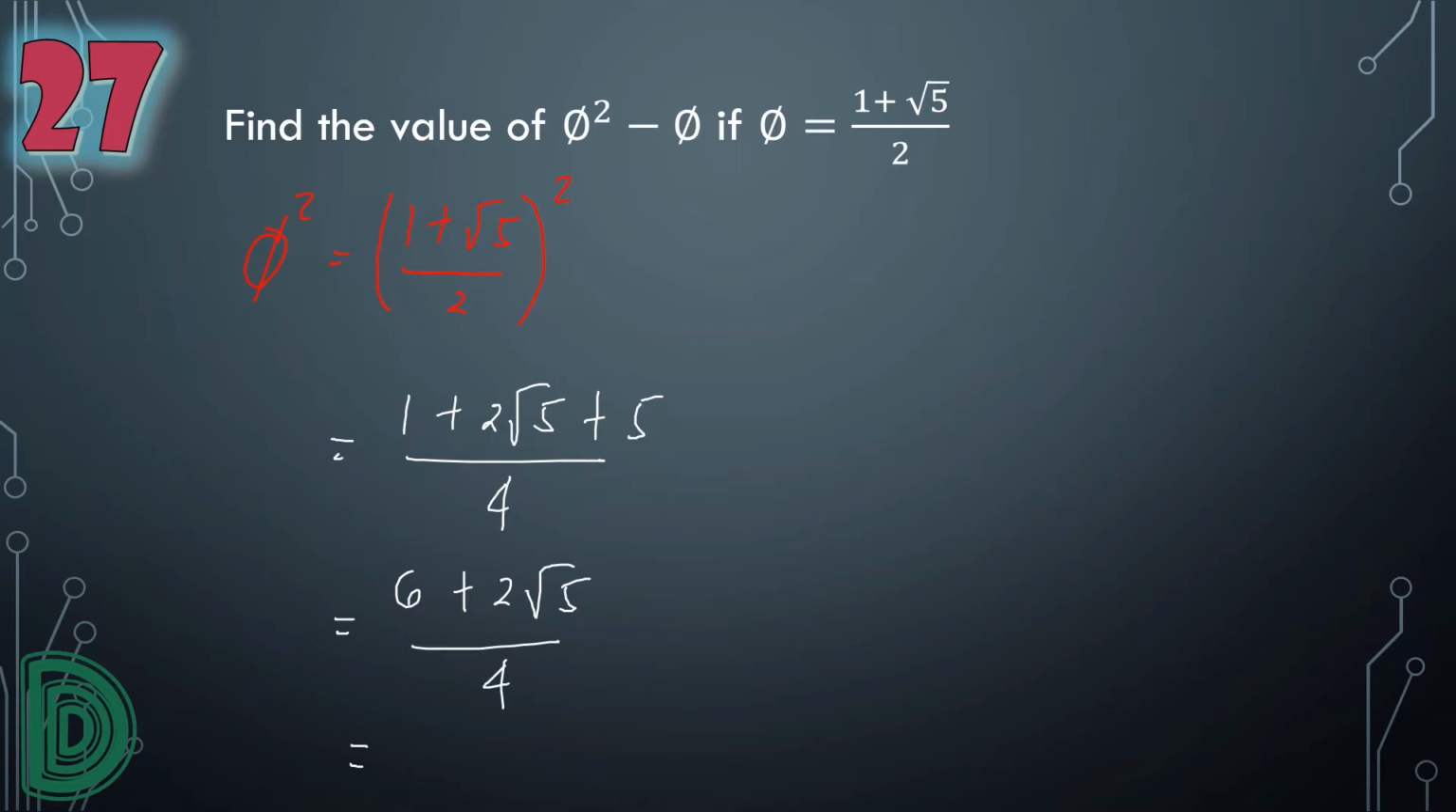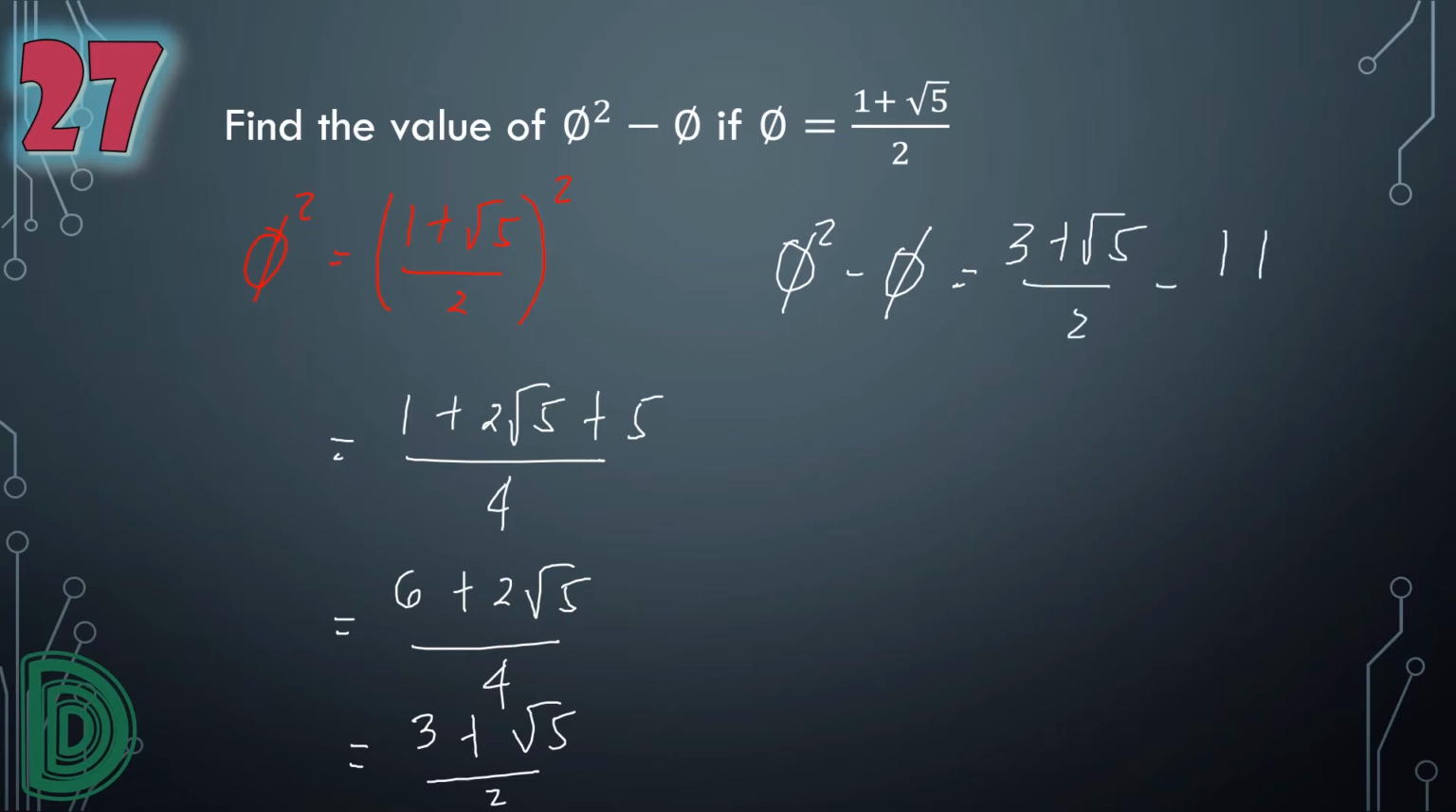This can be simplified to 3 plus square root of 5 over 2. Hence, for p squared minus p, we have 3 plus square root of 5 over 2 minus 1 plus square root of 5 over 2. Since we have the same denominator, we can subtract the numerators and copy the denominator. So we have 3 plus square root of 5 minus 1 minus square root of 5 all over 2.